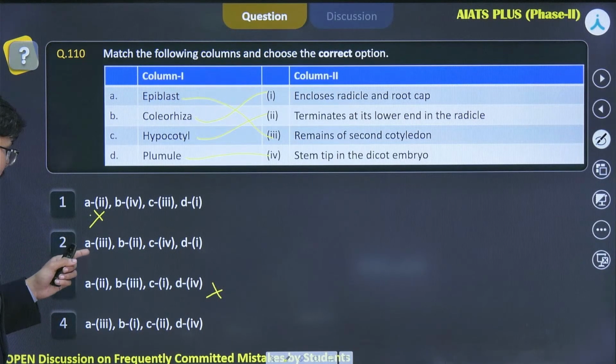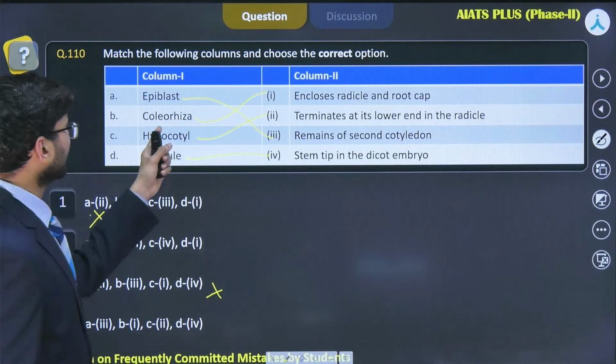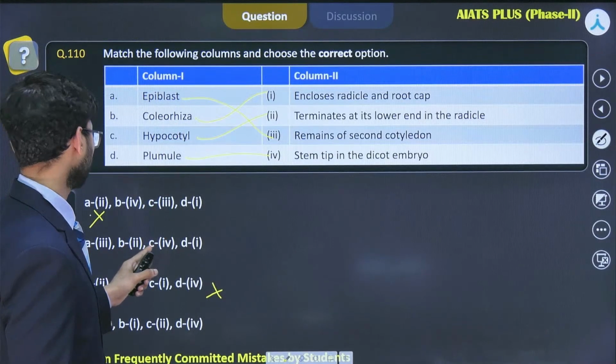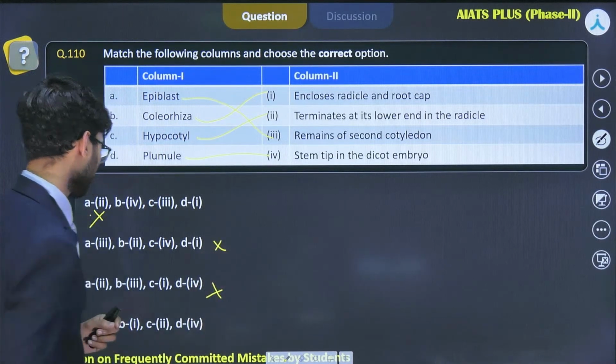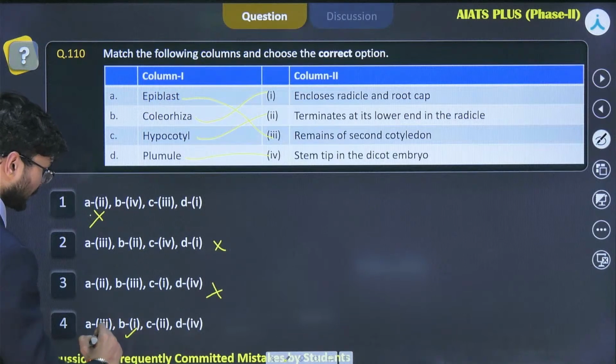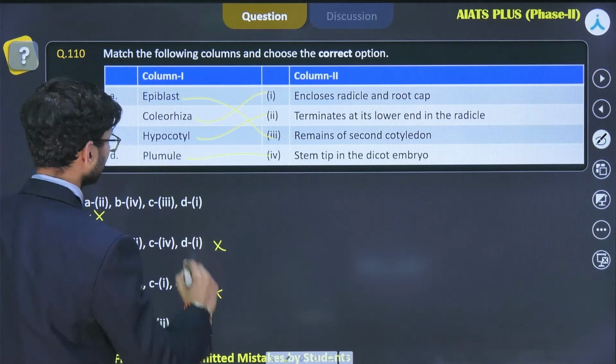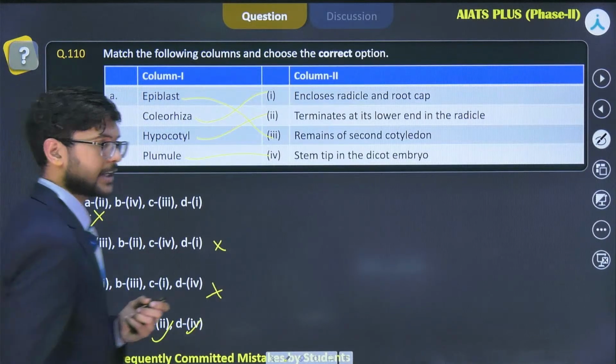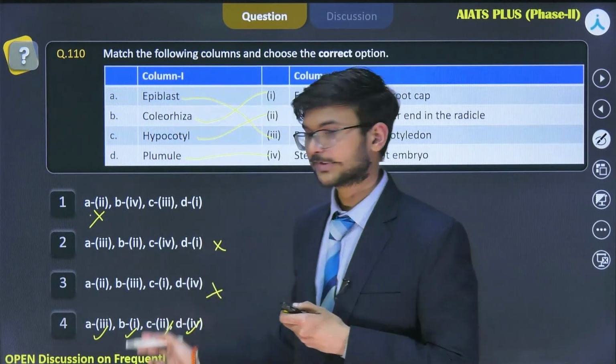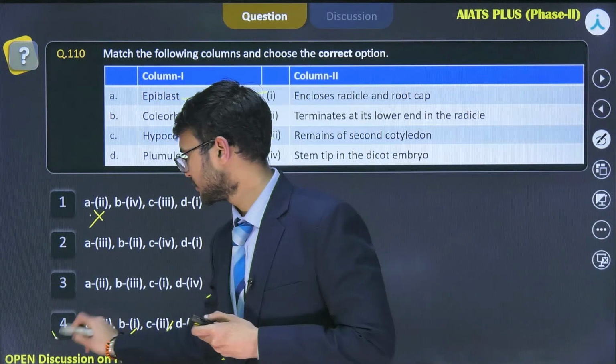Now option number 2 says A for 3, and Coleoriza for B for 2. No, this is also incorrect. So here B is 1, A is 3, C is 2, and D is 4. So here our correct answer for this question will become option number 4.